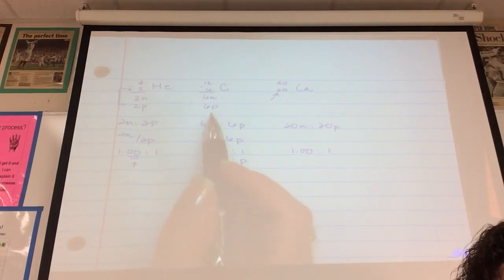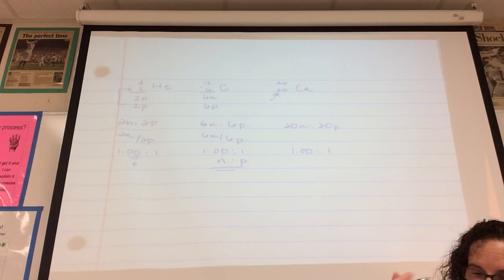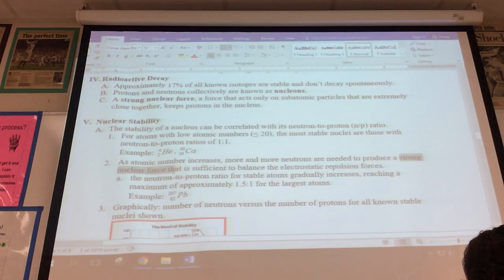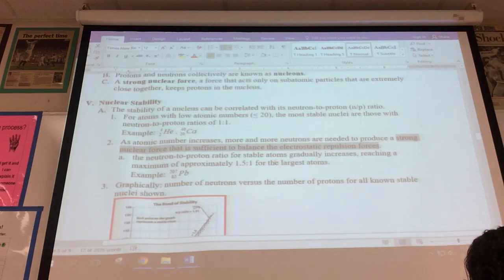As the atomic number increases, the number of neutrons increases as well, and those neutrons are needed to produce that strong nuclear force to balance out the electrostatic repulsive force of all those positively charged protons. The highest you want that neutron to proton ratio to go is 1.5 to 1, and I'm going to pop a 0 in there, 1.50 to 1. Once it's greater than 1.50 to 1, that's when you have instability of the nucleus, and that's when it will undergo a decay series.